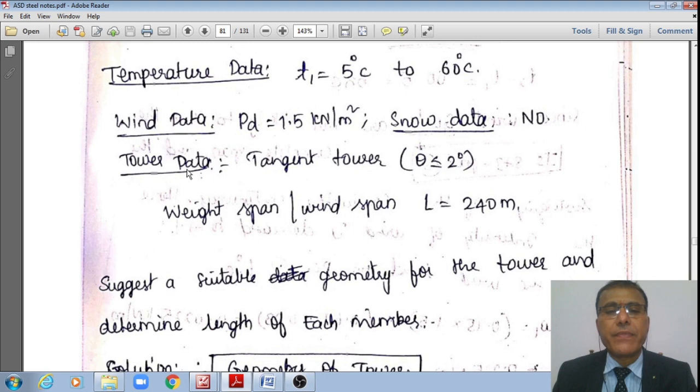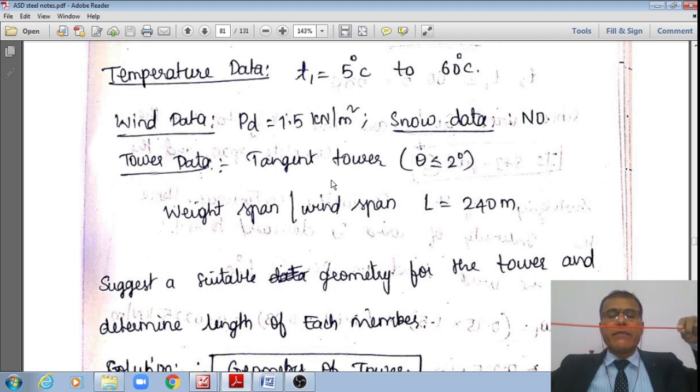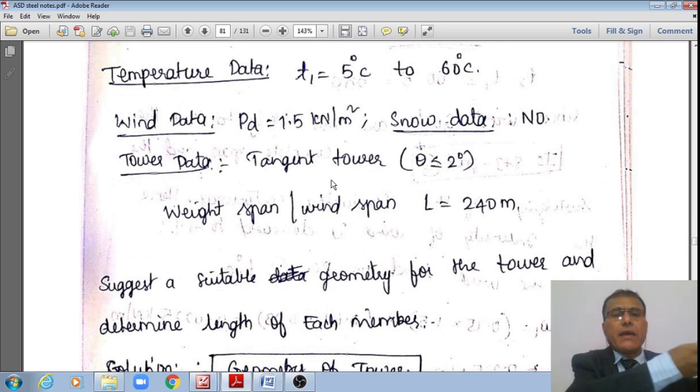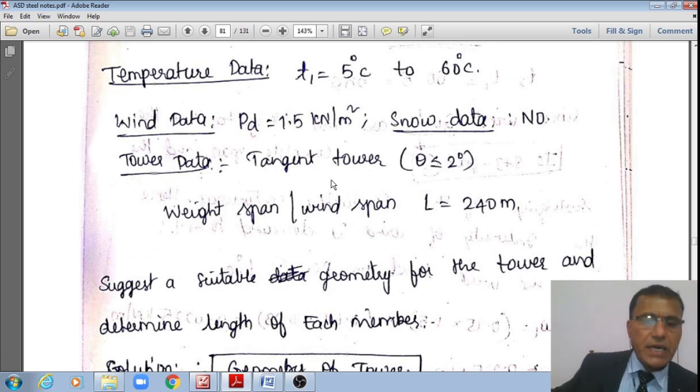Now wind data. Directly the design wind pressure is given as PD 1.5 kN per meter square, and the snow data is given that no snow load, no snowfall is expected to be there in the region. And the tower data is given as a tangent tower, where generally for the tangent tower theta should be less than 2 degrees, and the wind span or the weight span L is equal to 240 meters. That is how the different data are given.